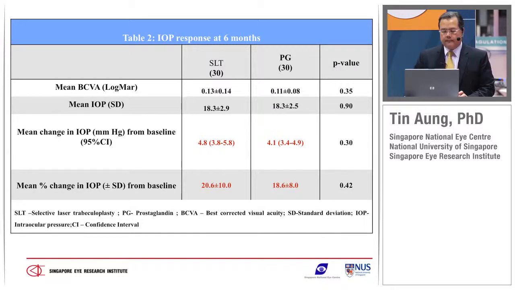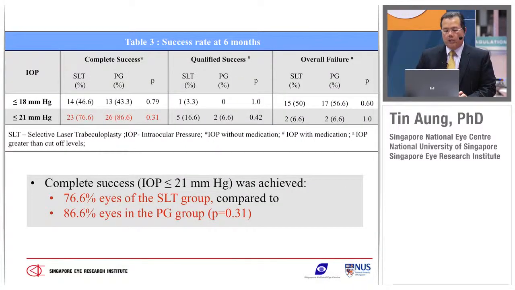If you break up the success rates by complete and qualified success, you can see that there was a 76% complete success in the SLT group and 16% qualified success in the SLT group. And this was comparable to that of the prostaglandin group. So this shows an overall very good and satisfactory IOP reduction in the SLT group.